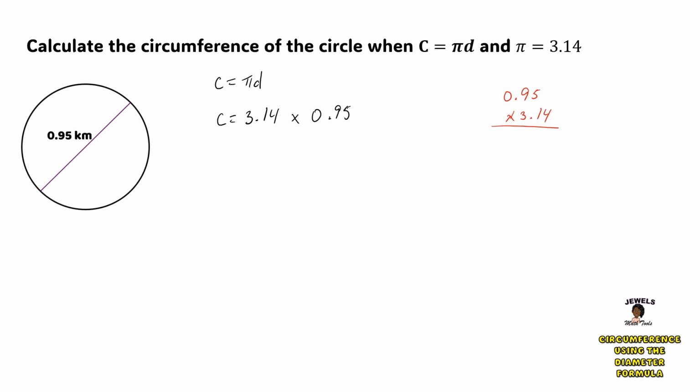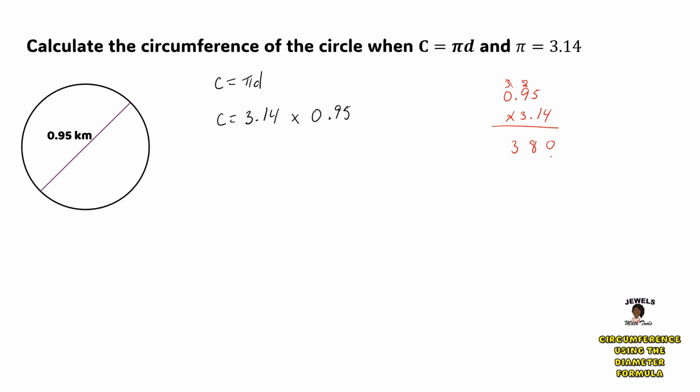So let's begin multiplying by my 4. So 4 times 5 is 20. We'll put our 0, carry the 2. 4 times 9 is 36, plus 2 will give us 38. We'll put our 8, carry our 3. 4 times 0 is 0, and 0 plus 3 is equal to 3.